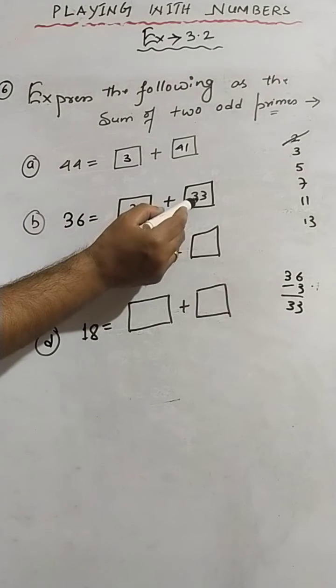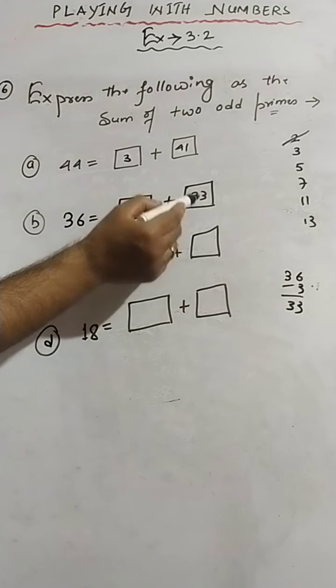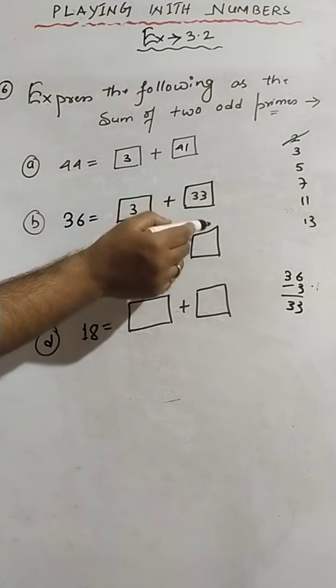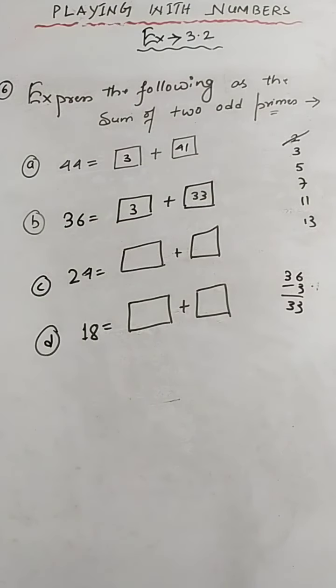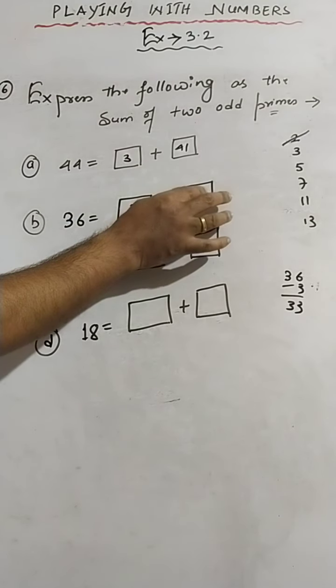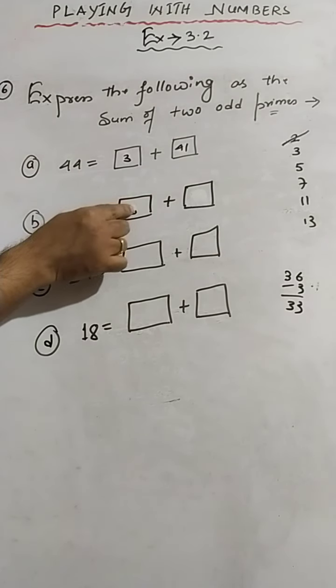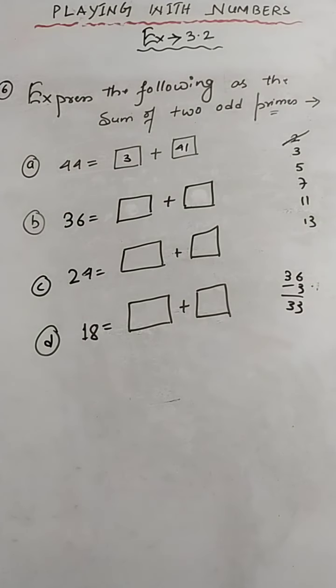Why is it not a prime number, students? Because it is divisible by 1, divisible by 33, but it is also divisible by 3 and 11. So it is carrying more than 2 factors. That is the reason we cannot write this 33 here. So this number would be cancelled. Okay, we cannot take 3 here.